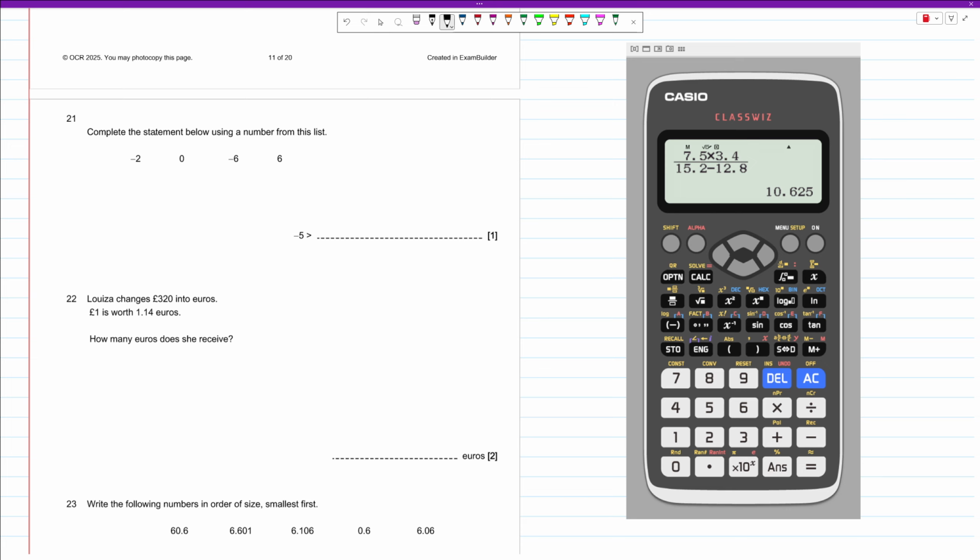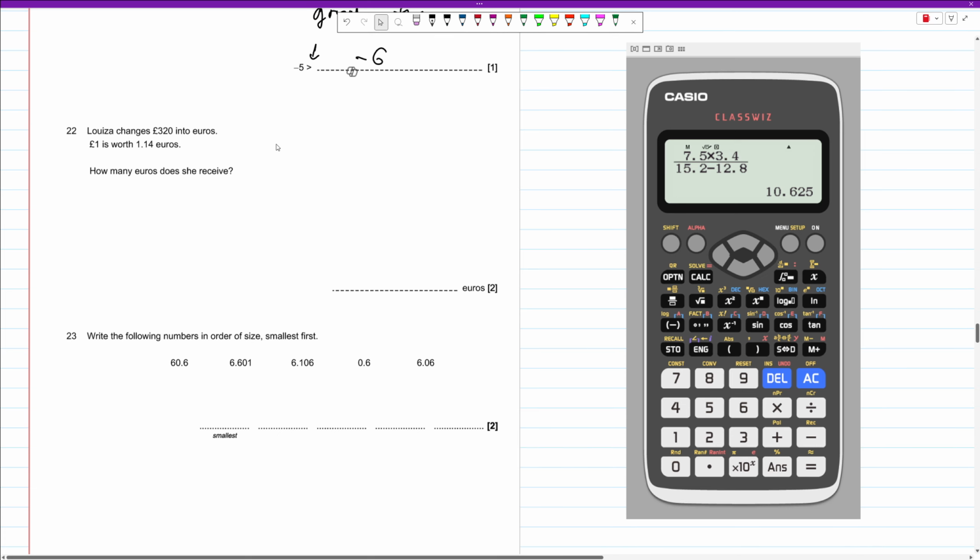Okay, so using one of these numbers below, what one fits here? Well, this is the greater than. So which one of these is -5 bigger than? Well, there's only one that fits, and that's -6.